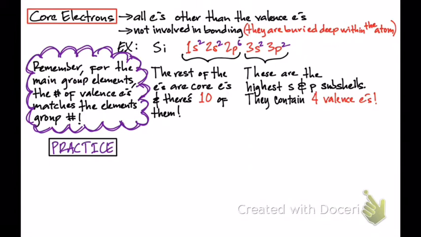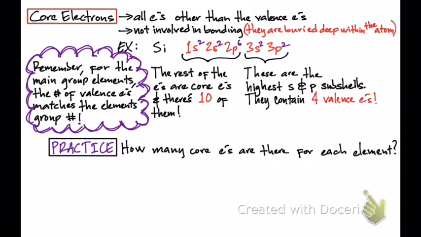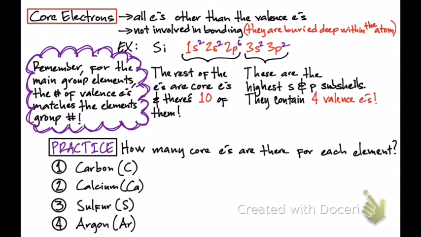All right, so let's look at a few examples here. How many core electrons are there for each element? So we have carbon, calcium, sulfur, and argon. So carbon, if you look at the periodic table, it's group 4, so it has 4 valence electrons. Calcium is group 2, and so it's got 2 valence electrons. Sulfur is group 6, it's got 6 valence electrons, and then argon is group 8, and so it has 8 valence electrons. Okay, so let's look at them one at a time.